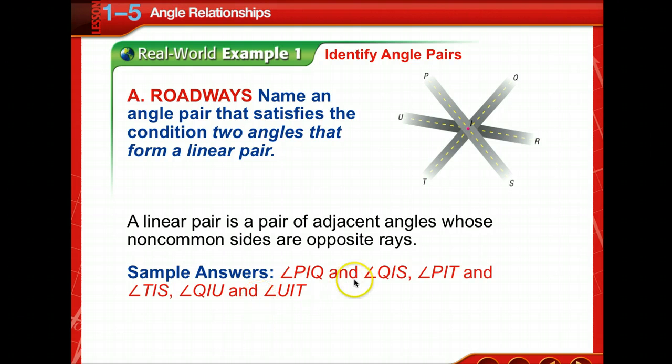There's three choices here that we could choose. So why don't you pause for a minute and examine each of those angles to see what makes them a linear pair.